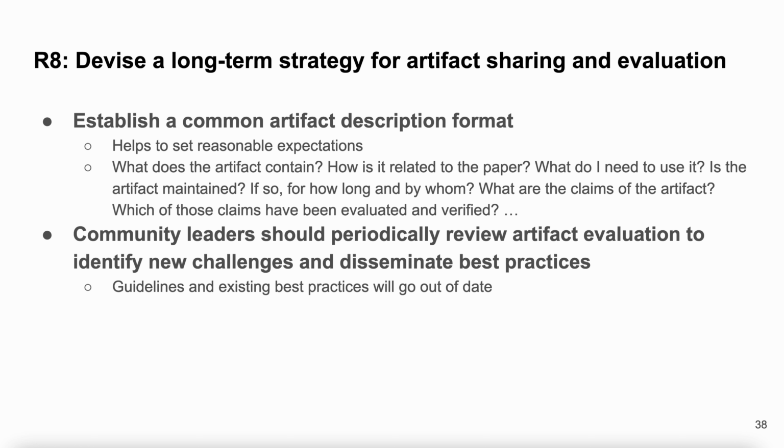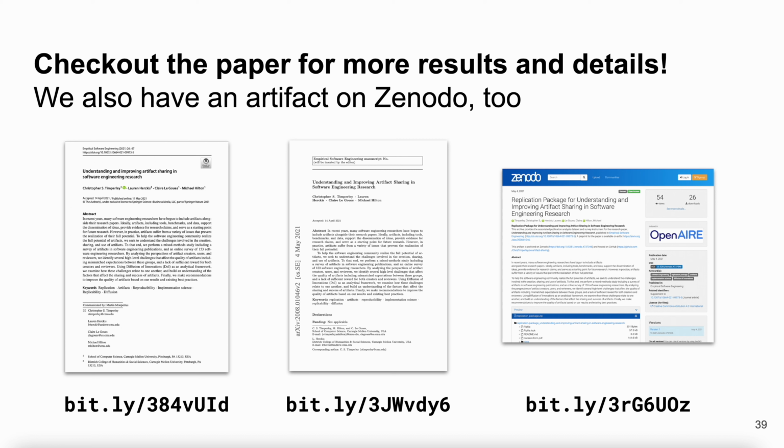To recap, in this paper, we set out to understand the challenges that affect the creation, sharing, use, and review of artifacts through the lens of implementation science. We identified 12 high-level challenges, used Diffusion of Innovation as a framework to understand the relationships between those challenges, and derived actionable recommendations targeted at specific subpopulations from our results.